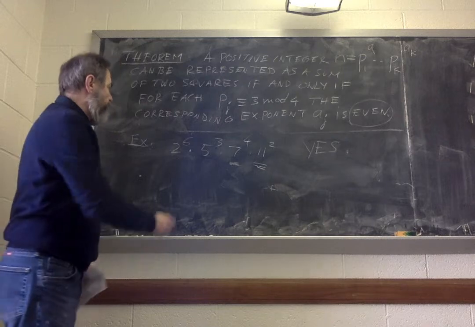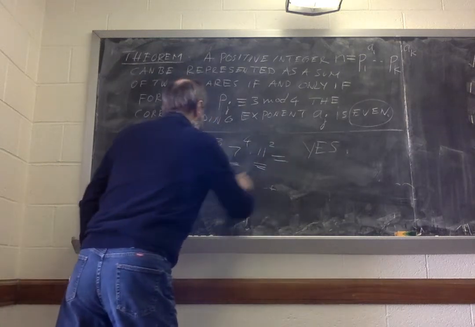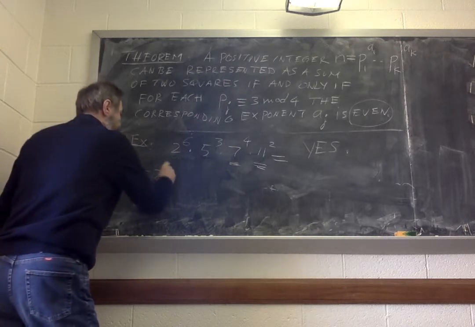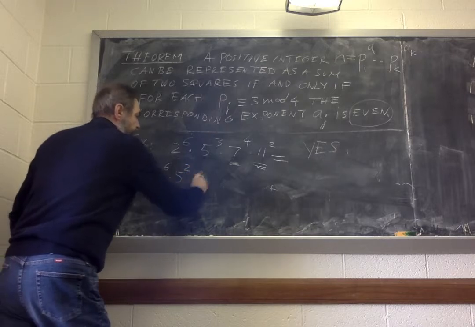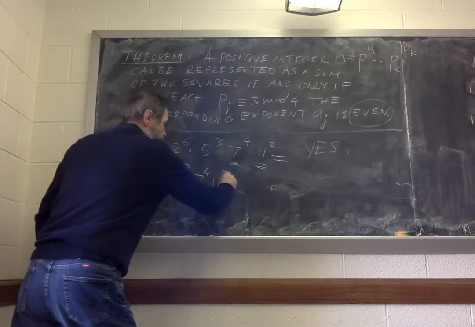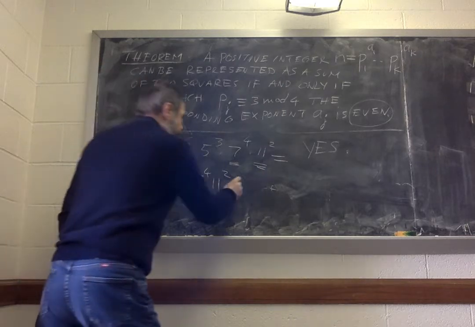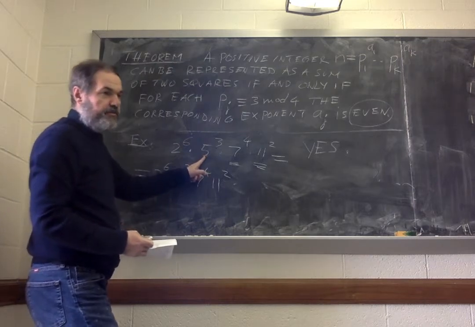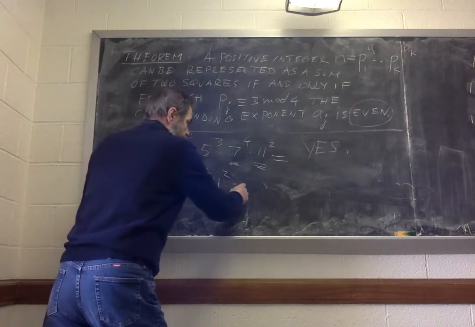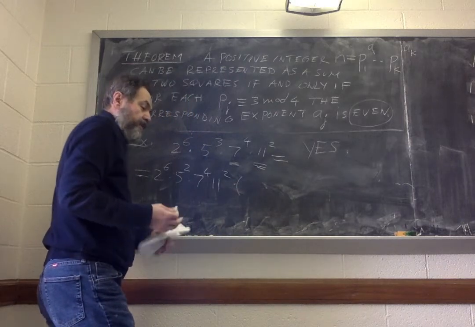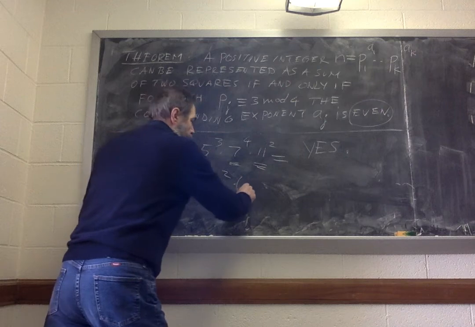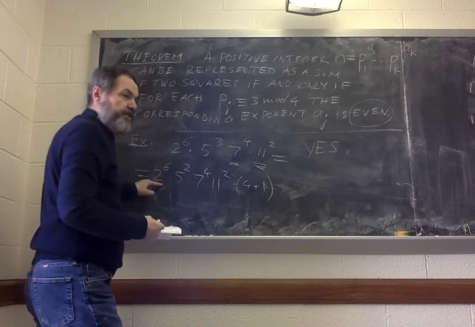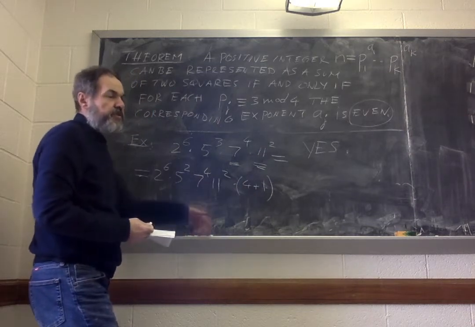How do I do this? I write this number as equal to, I take the largest possible square as a common factor: 2 to the 6, 5 squared, 7 to the 4, times 11 squared. And then times what? A single factor of 5. But 5 itself alone is a sum of two squares, 4 plus 1. So that's our representation. 4 times this is a square, 1 times this is a square. So it's a sum of two squares.